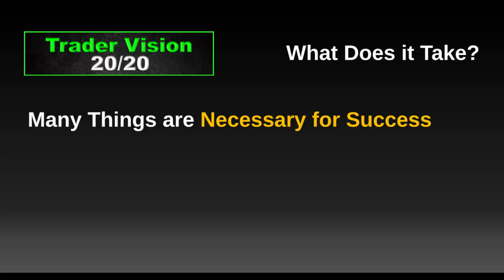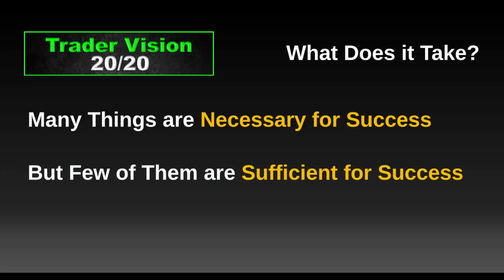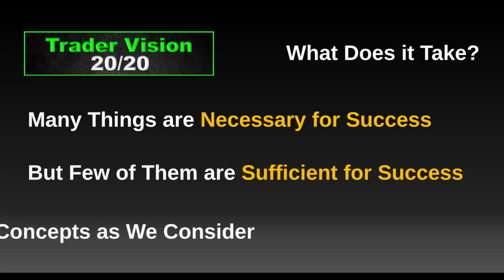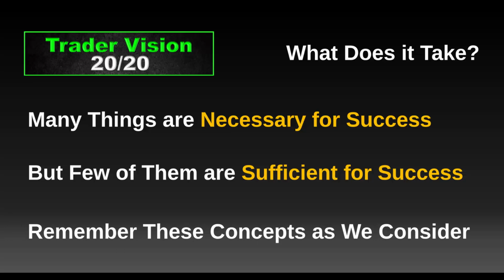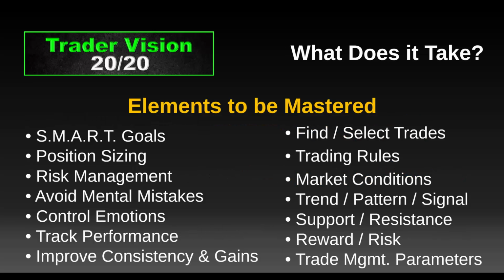And while having some setup is necessary, having a setup alone is not sufficient. The fact of the matter is, trading requires many different concepts, many different elements that you have to have in place in order to succeed on an ongoing basis. And tonight we're going to talk about some of those. So as we step forward here, remember that things are both necessary and sufficient. And very few things are sufficient. It's usually a conglomeration of many things.